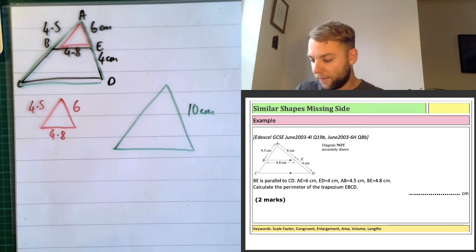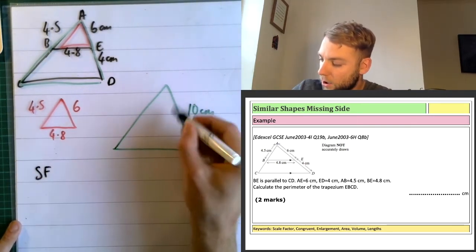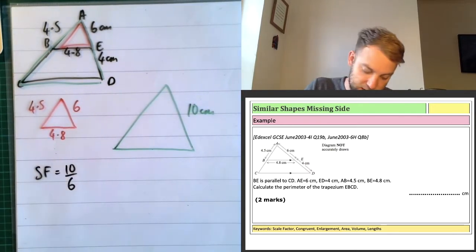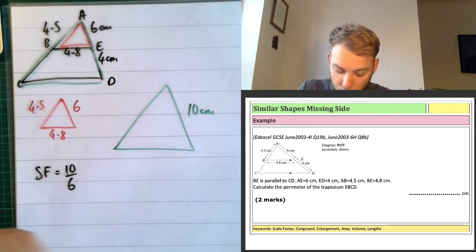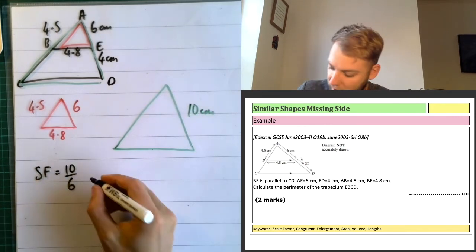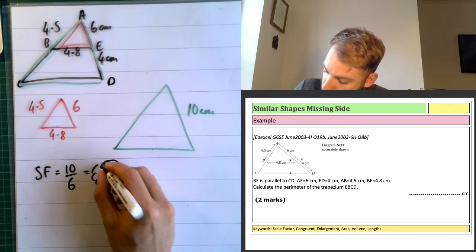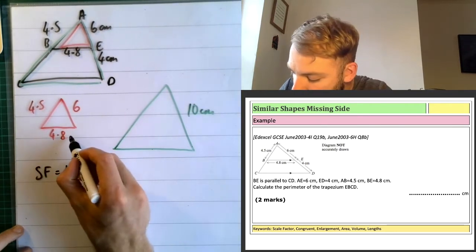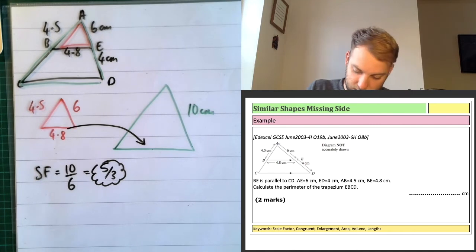But we do that by finding out the scale factor always. Same as always. It's your larger similar side, which is 10, divided by your smaller similar side, which is 6. 10 divided by 6 is equal to 1.6 recurring. I'm going to keep it as 5 over 3. So I know that this one here is 5 over 3 times bigger. So to work out the bottom here, I'm going to times 4.8 by 5 over 3.